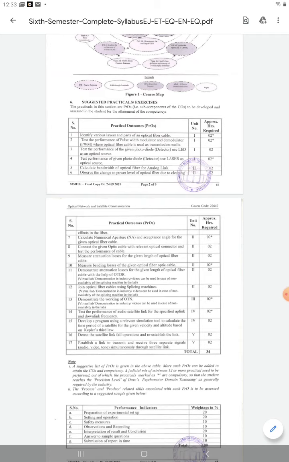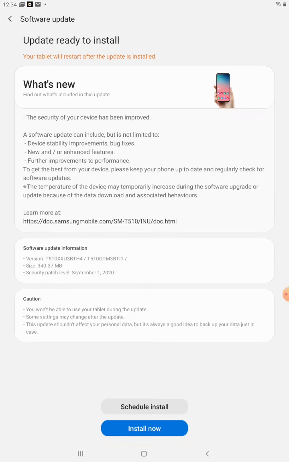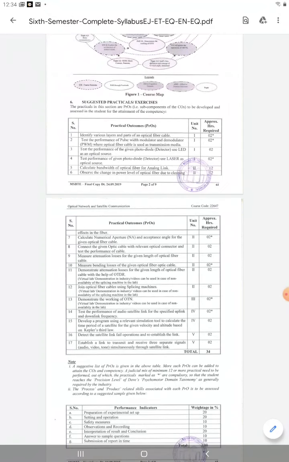So, here you are observing a list of suggested practicals and exercises for the ONS subject. There are a total of 17 practicals we have to perform. Out of 17, a minimum of 12 or more practicals are to be counted for your final term mark. So, let us have a look at the total number of practicals.